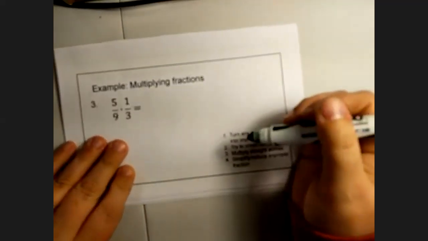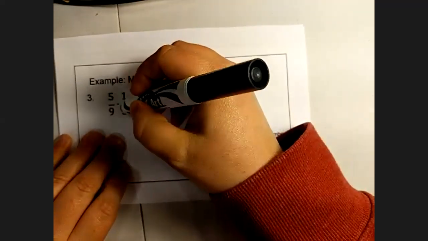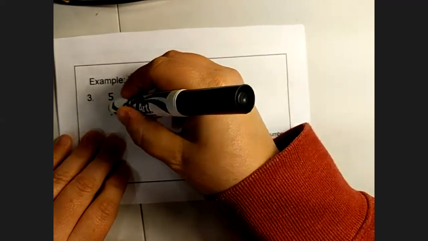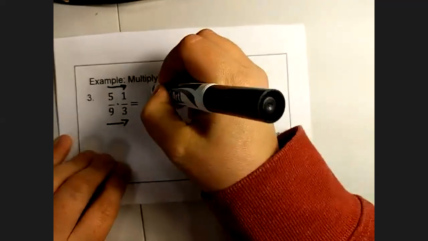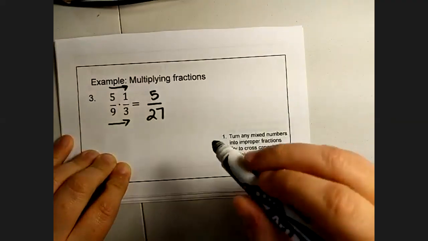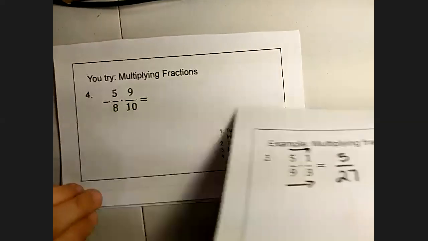So looking at this, what we can do here is go straight across. We can look on the diagonal here. We have a 5 and a 3. Can't cancel those. There's nothing that goes into 5 and 3. 9 and 1, nothing that goes in there. So we're just going to go straight across. And this is where your multiplying skills are going to come in, guys, getting better at those. We've got 5/27. We can't reduce either of those, so we are done.